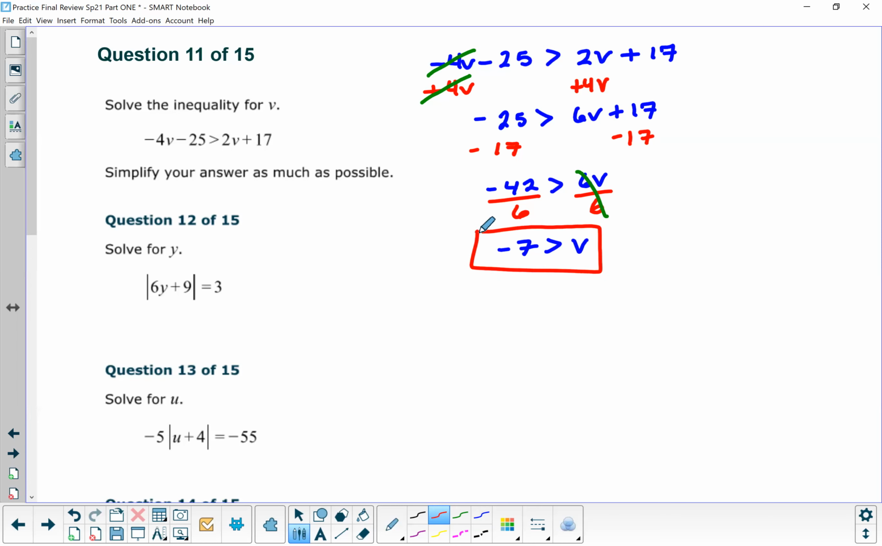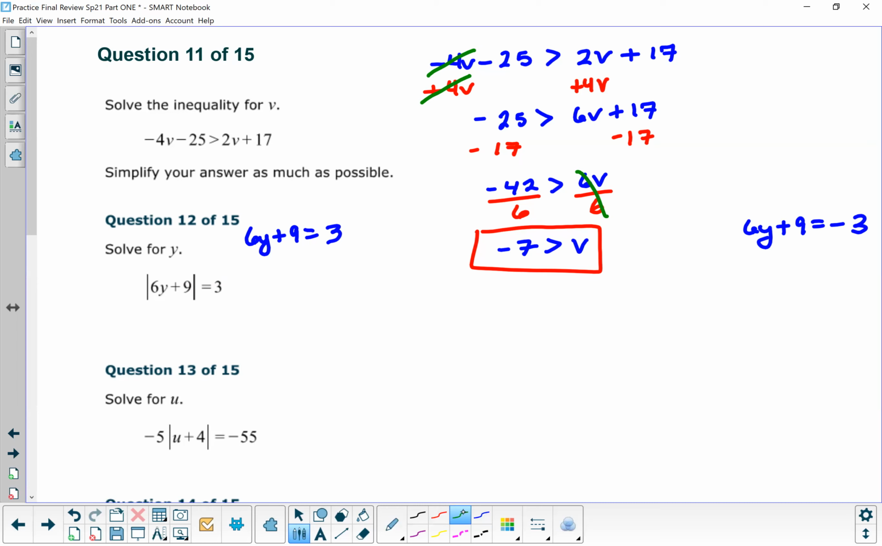All right, question 12. You want to remember to, you have here absolute value 6y plus 9 equals 3. Make sure you write your two equations. So one equation is 6y plus 9 equals 3. The second equation is 6y plus 9 equals negative 3. Notice I am not writing the absolute value bars anymore because the equivalent of this one equation are the two equations that I've written without the absolute value bars.